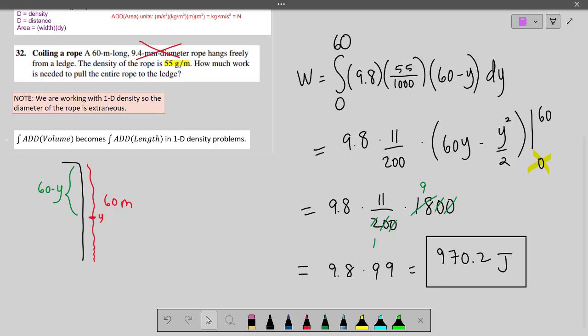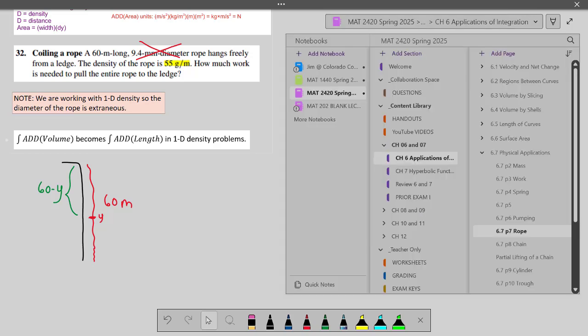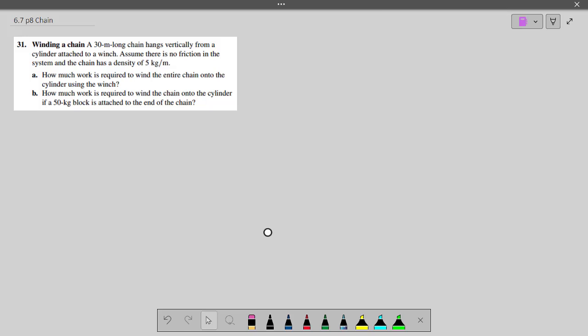Let's try another rope one. How much work is required to wind the entire chain onto the cylinder using a winch? So here we have a 30-meter long chain that's hanging from a cylinder attached to a winch. So let's just imagine our 30-meter long chain right there. Of course, there's no friction. So here we're going to wind the chain entirely up.